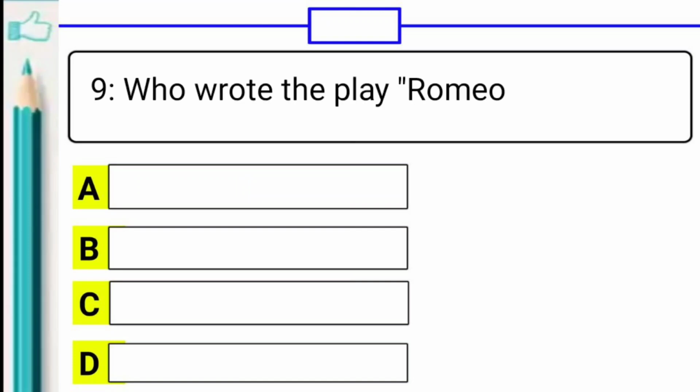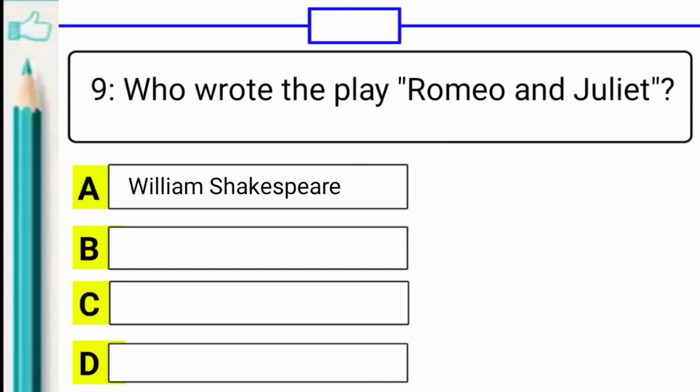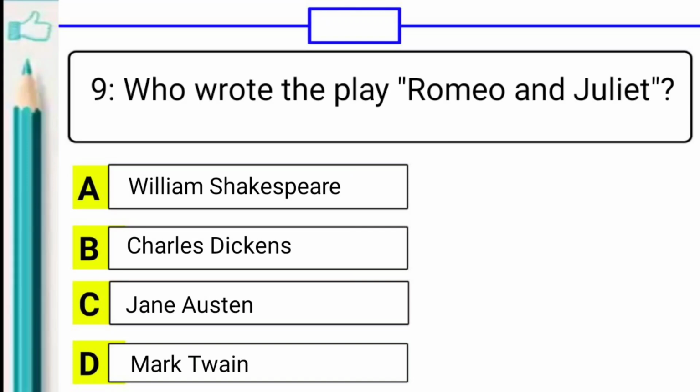Question 9. Who wrote the play Romeo and Juliet? A. William Shakespeare. B. Charles Dickens. C. Jane Austen. D. Mark Twain.